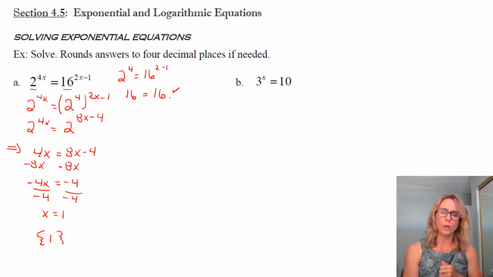But if you look at the part B here, question B, you see that we're solving 3 to the x equaling 10. And if you're thinking about, well, what exponent would I raise 3 to get 10? You should be thinking that that's going to be a challenge because 3 squared is 9 and 3 cubed is 27. But we don't have 3 to some positive integer that's going to give us 10. And so in this case, we can't do what we did in part A.